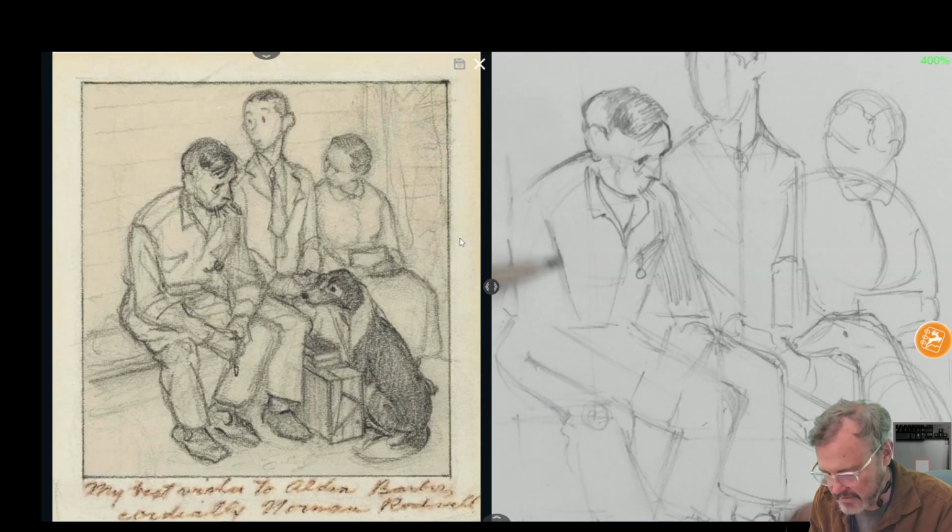If you want to get some of this line quality, you could try, see what I'm doing? I'm turning my pencil down close to the paper, so I'm using the side of the pencil a little bit.